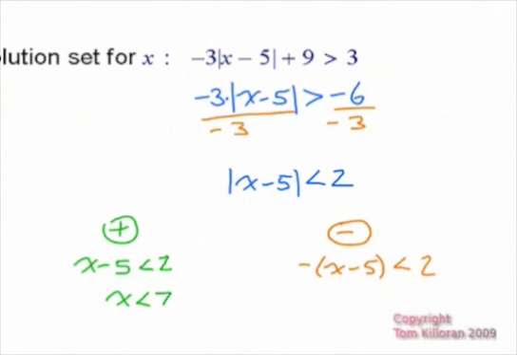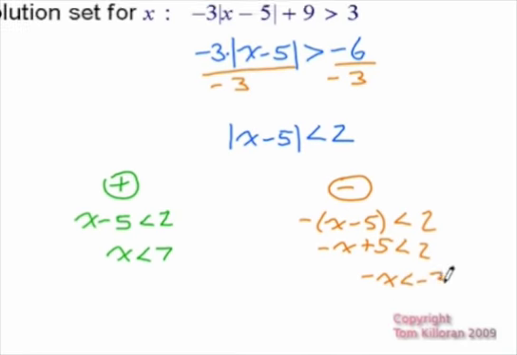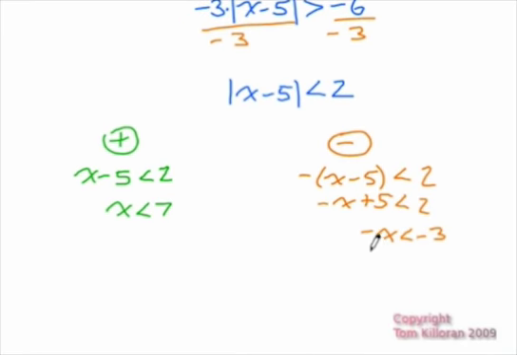This over here is going to give us negative x plus 5 is less than 2. If we subtract 5 from both sides, we're going to get negative x is less than negative 2. Did it again, negative 3. And multiplying or changing both of the signs, again, we have to be careful. This is an inequality. We're going to get x is greater than 3.